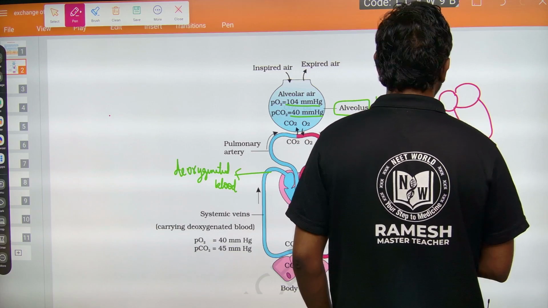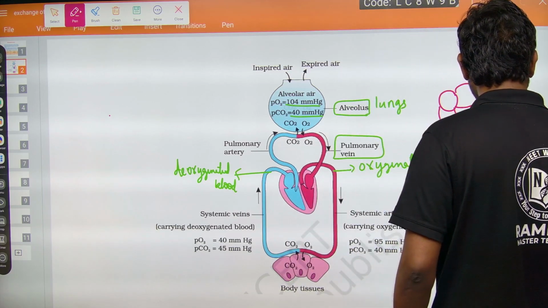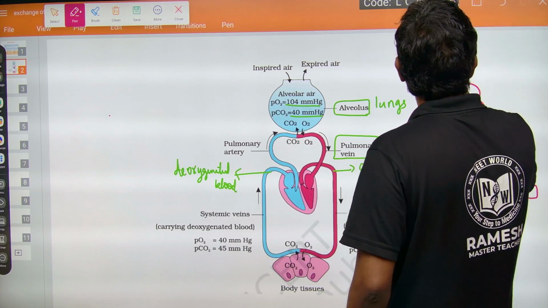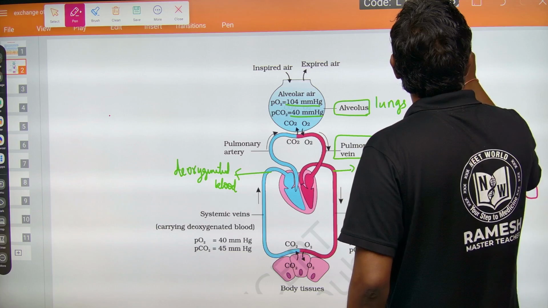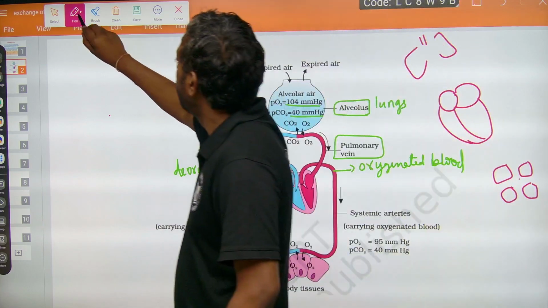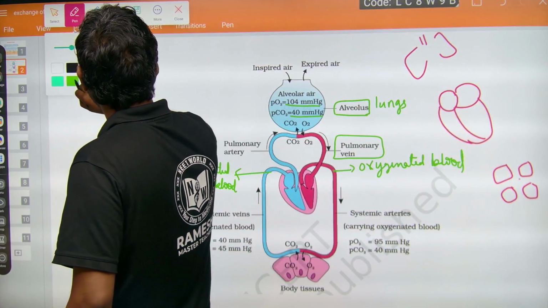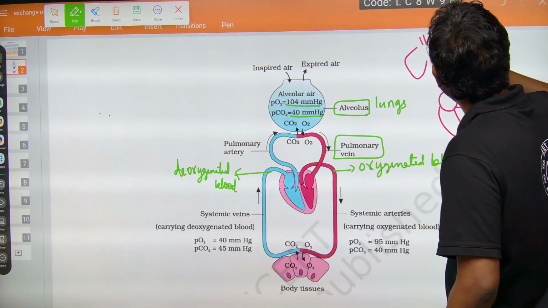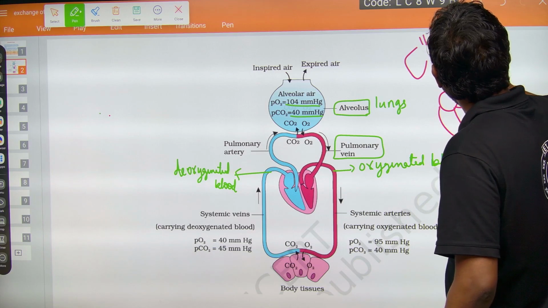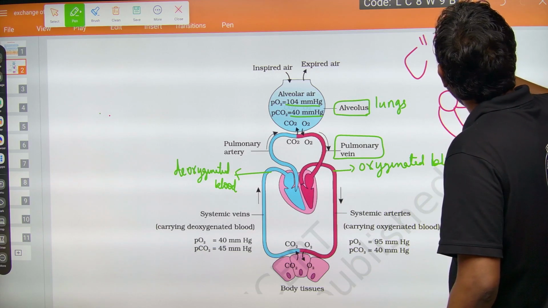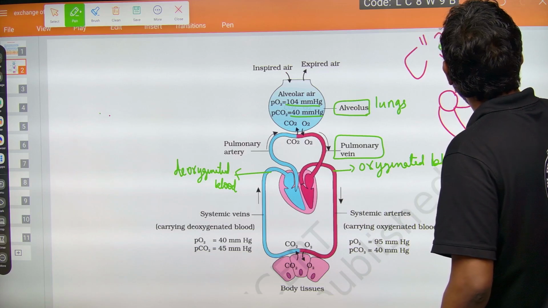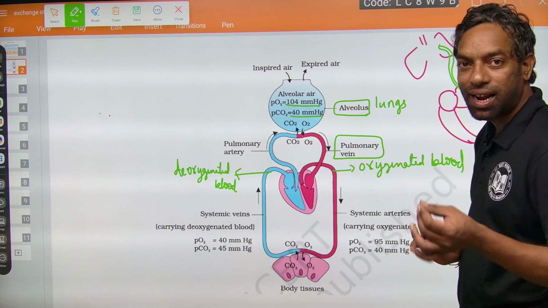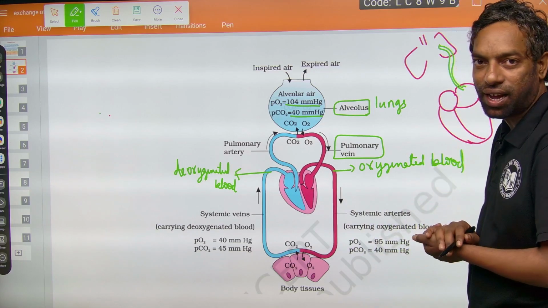This is the heart, this is tissue, this is lungs, okay. The blood which is filtered in the lungs, oxygenated blood, is carried into the left atrium. The oxygenated blood which is filtered in the lungs, they can carry into the left atrium.